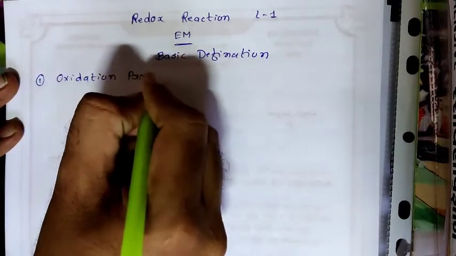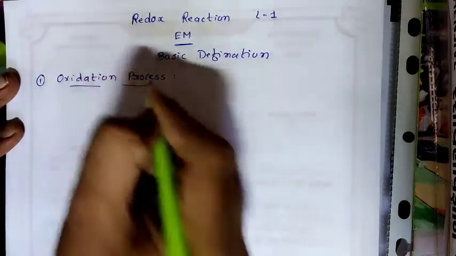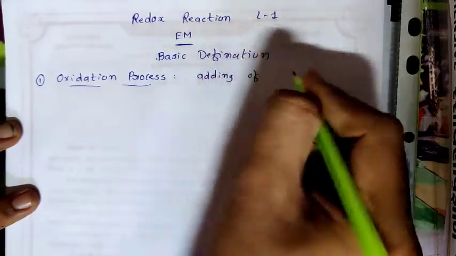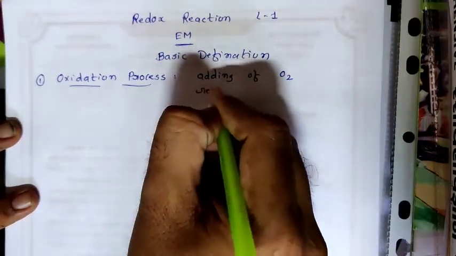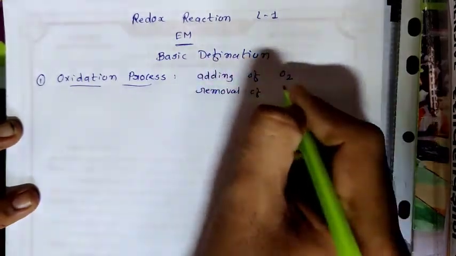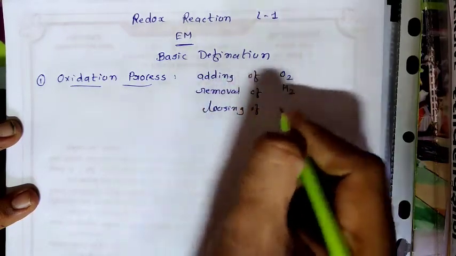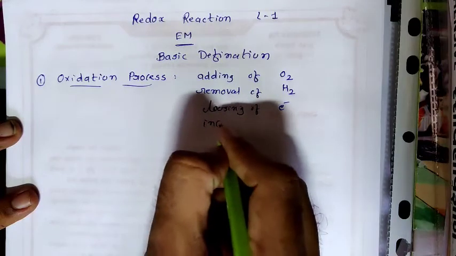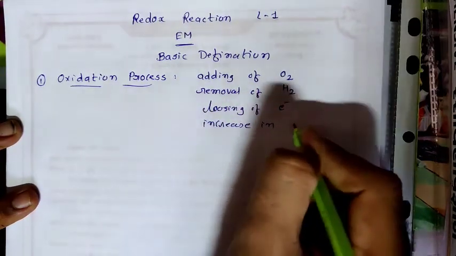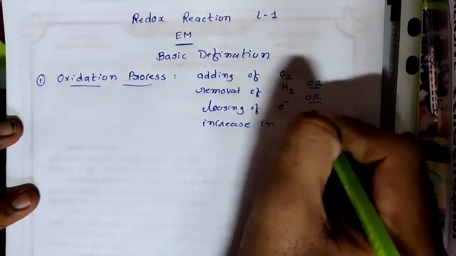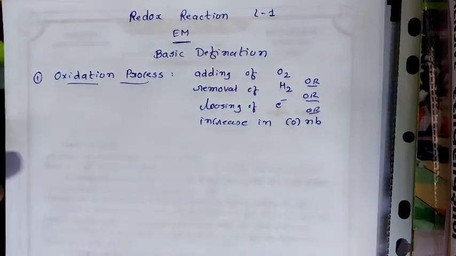Oxidation process. Come on, dear students, a question arises in our mind, what is oxidation? Just see: adding of oxygen, removal of hydrogen, losing of electron, increase in oxidation number. These are the different definitions of the oxidation process.